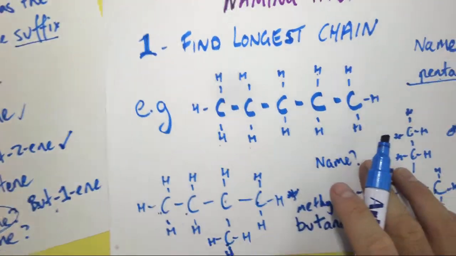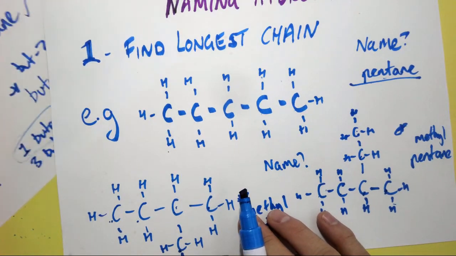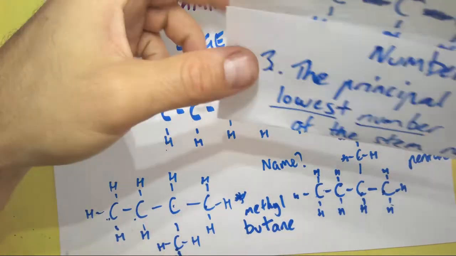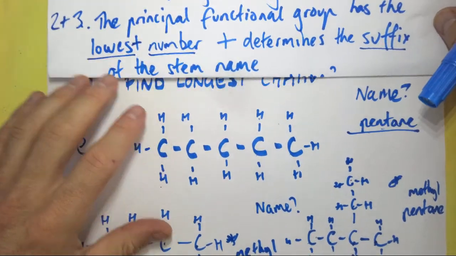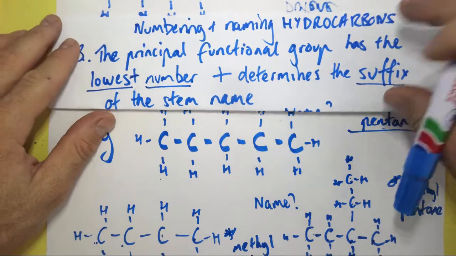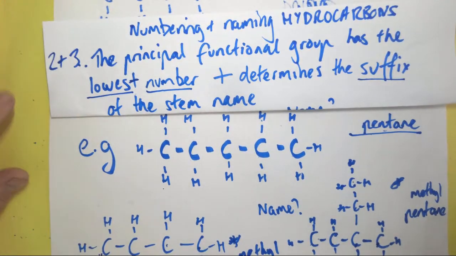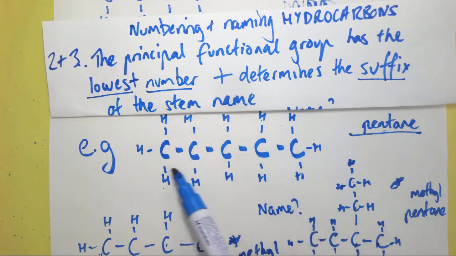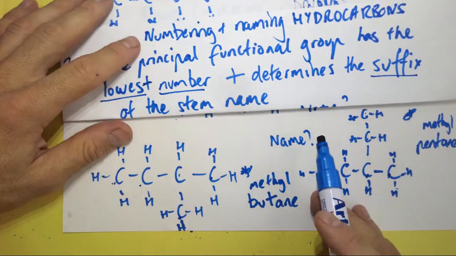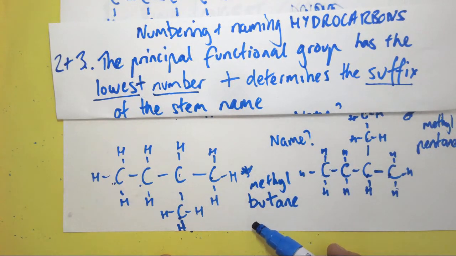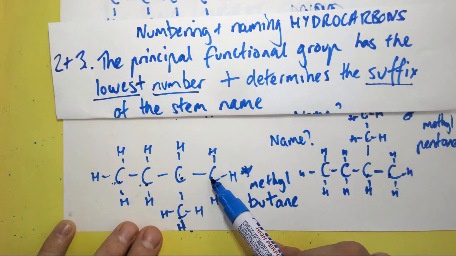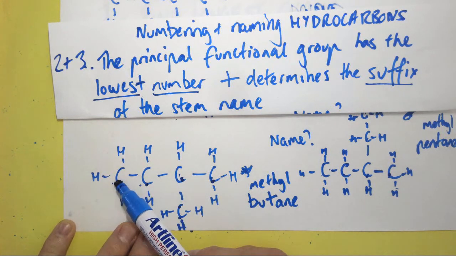Let's use this rule for our earlier examples. So, let's fold this over to the top, and there we go. We find the longest chain, and then we give the principal functional group the lowest number and determine the suffix. The principal functional group here, there's not really any, it's just these single bonds, pentane. But we had an asterisk on this one before, methyl butane. So we've got to number it. 1, 2, 3, 4. Or it could be 1, 2, 3, 4.